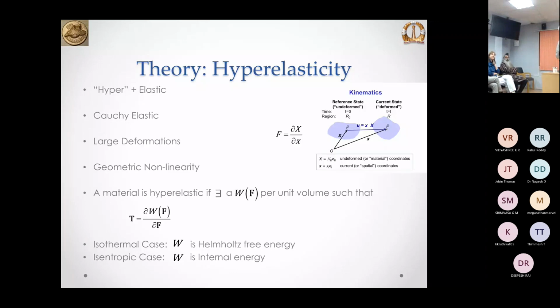First, I'll introduce what hyperelasticity is. The word hyper itself says it is more elastic. That is, large deformations are coming, and it's Cauchy elastic also. Cauchy elastic materials are history independent materials that don't depend on the history, unlike viscoelastic materials. They introduce geometric nonlinearity in the stress strain curve. Now, a material is hyperelastic if there exists a strain energy density function W, which is a function of F. What is F?